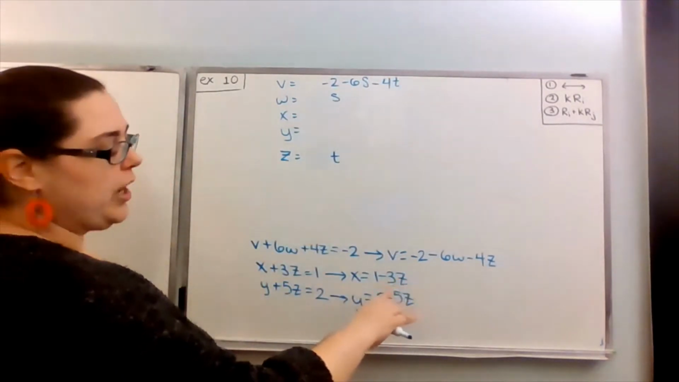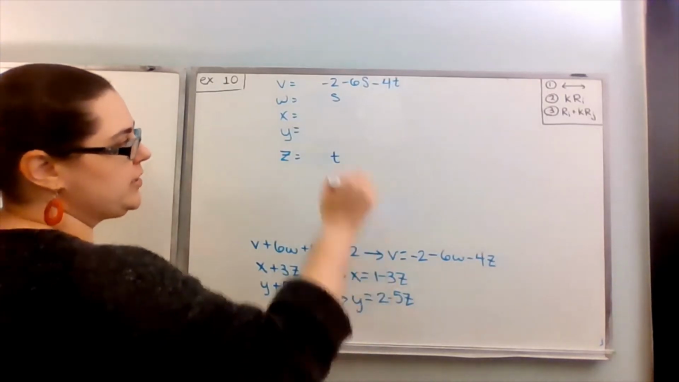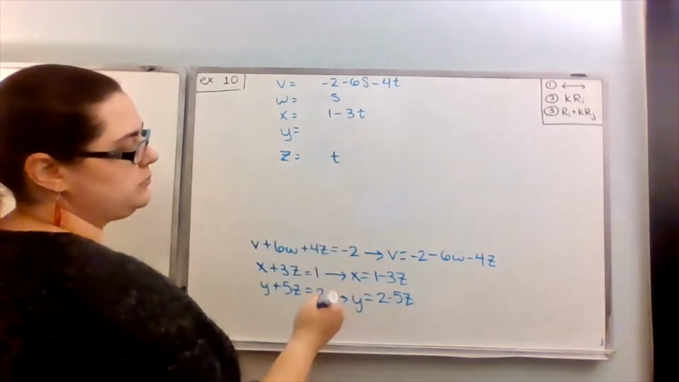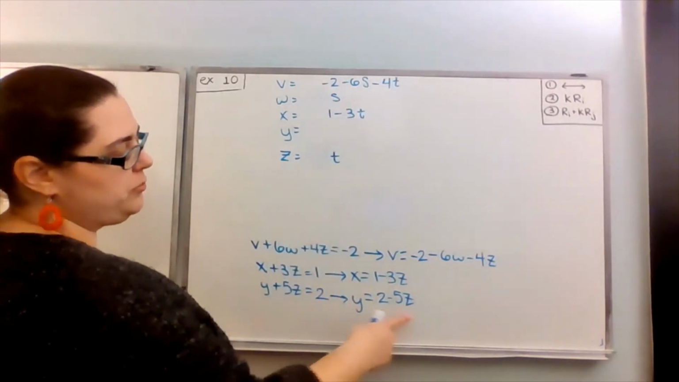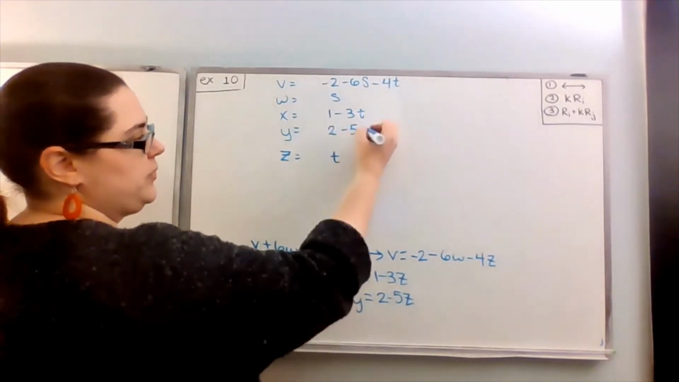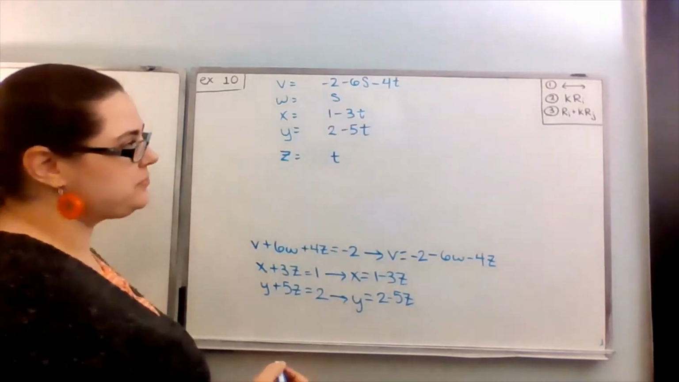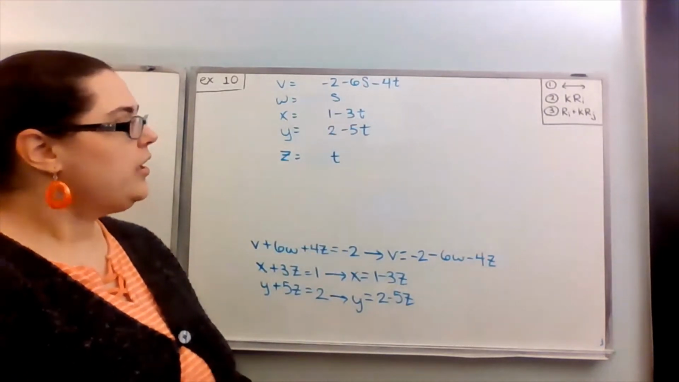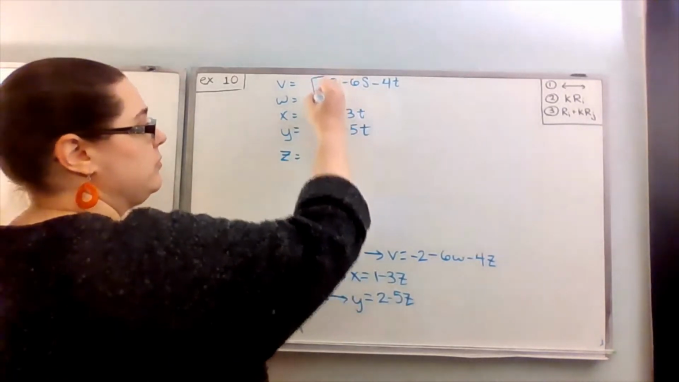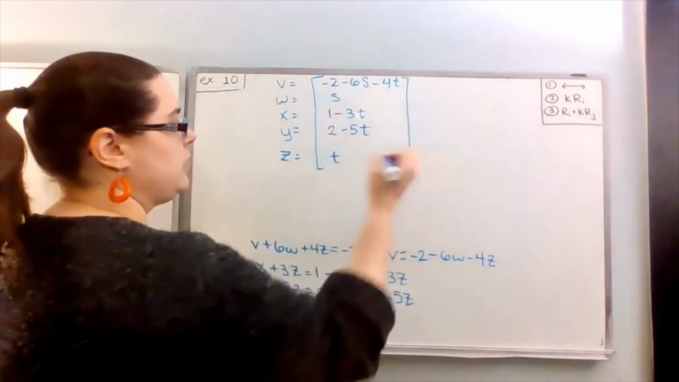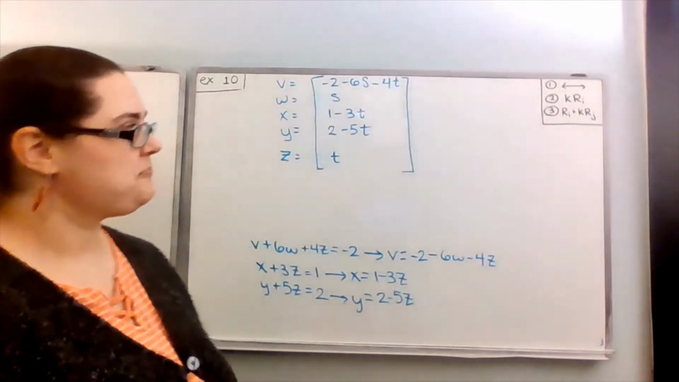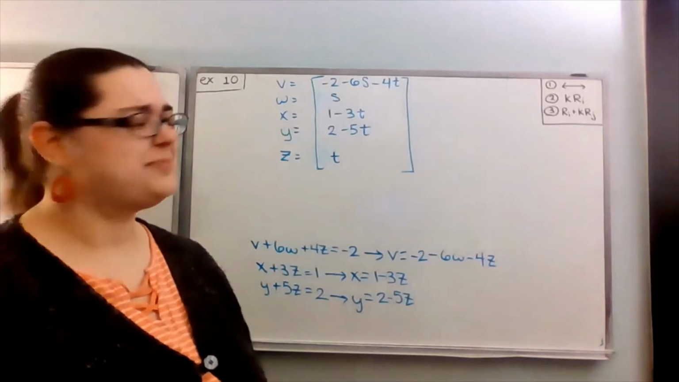Same thing for X and for Y. So X is going to be 1 minus 3T, and Y is going to be 2 minus 5Z, but Z is T, so 2 minus 5T. Then to write my solution, I'm going to write it in matrix form. There we go. That's our solution to the system of linear equations. Isn't that delightful?